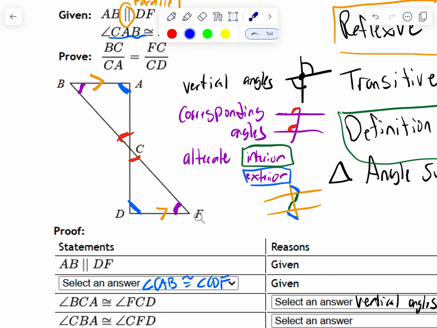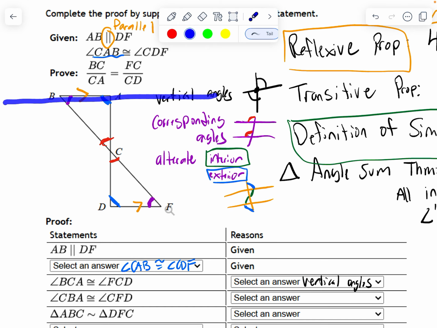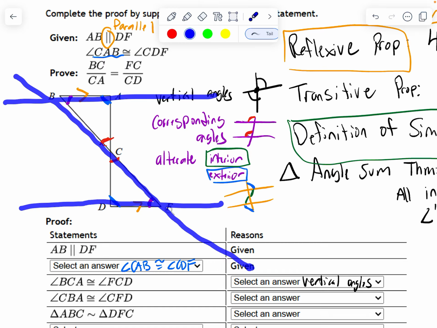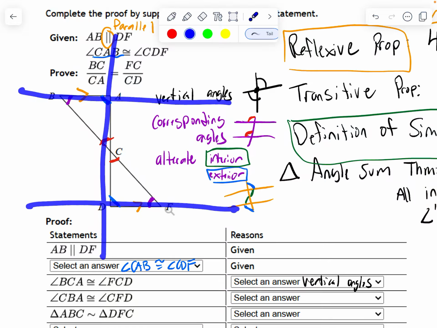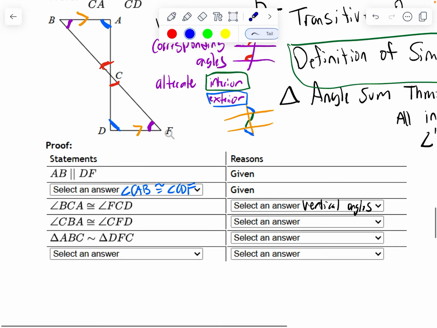Now, your transversal could also be this one here, could it not? Well, is that angle and that angle inside the parallel lines on alternate sides of the transversal? Yes, those could be alternate interior angles. Likewise, if that was your transversal, you could say that these are alternate interior angles as well. So that works to find this last piece here. So alternate interior angles.